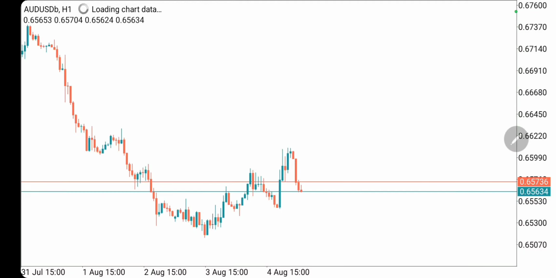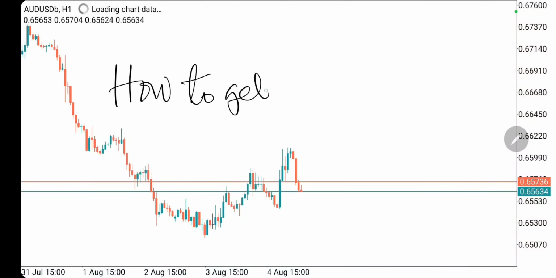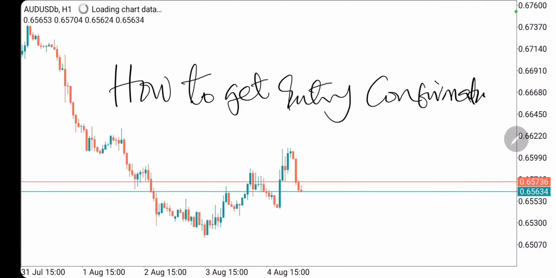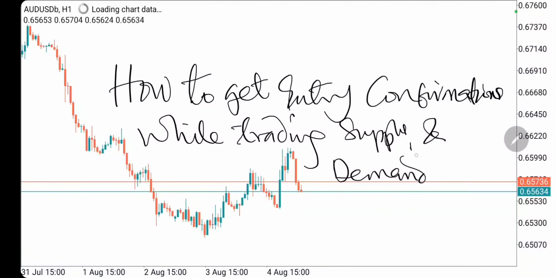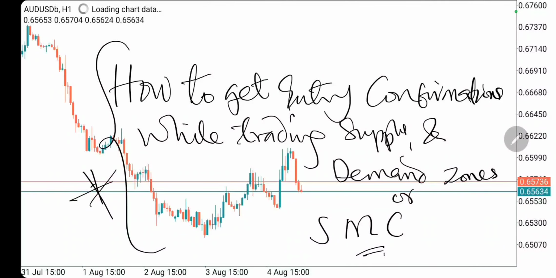So let us go straight into the video. We are talking about how to get entry confirmations while trading supply and demand zones, or even smart money concepts.